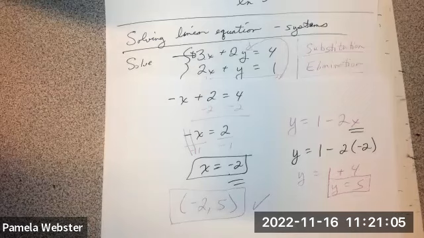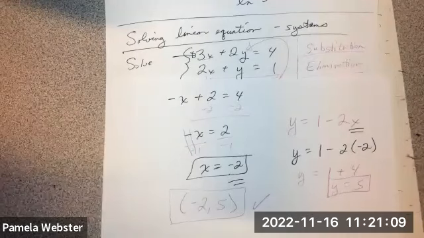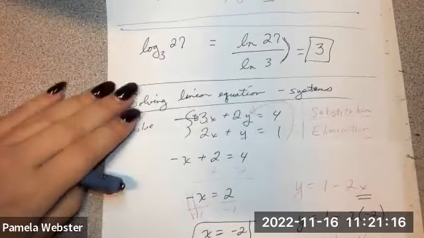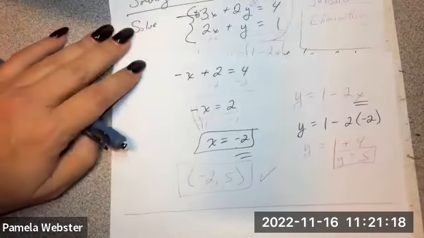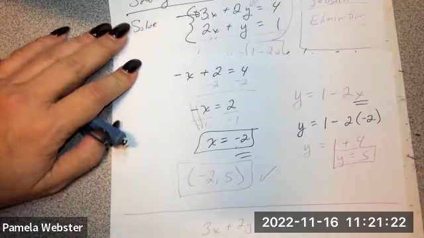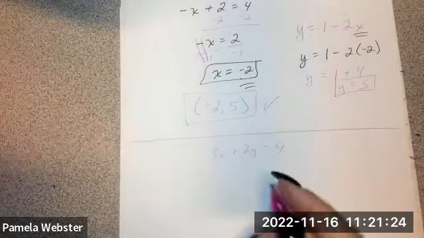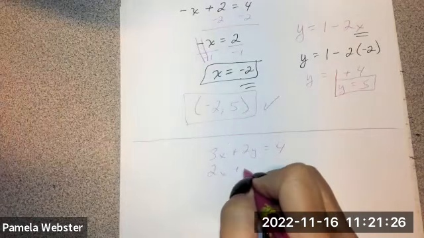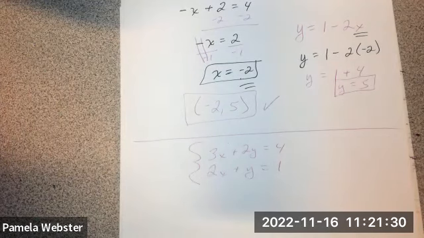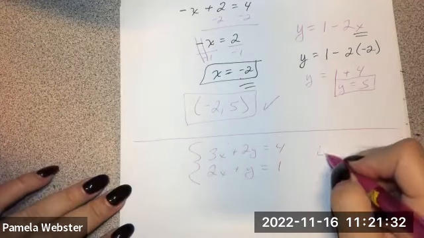So does that sound familiar? Looks like the substitution that was on that video, I hope. Okay, good. And the other one is elimination. So I think we can do that one fairly quickly. So I'm going to rewrite my same system. 3x plus 2y equals 4. 2x plus y equals 1. That's my system. And we're going to do it using elimination.